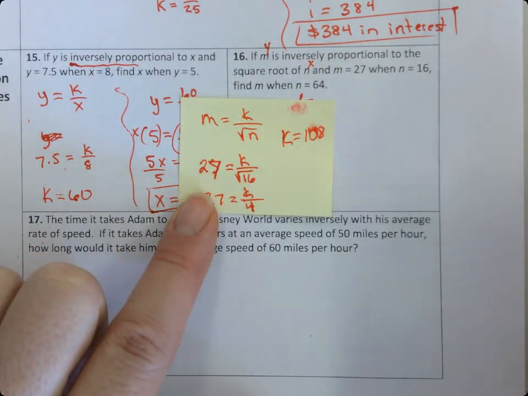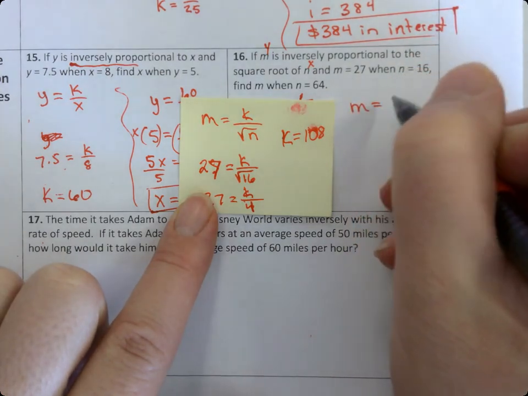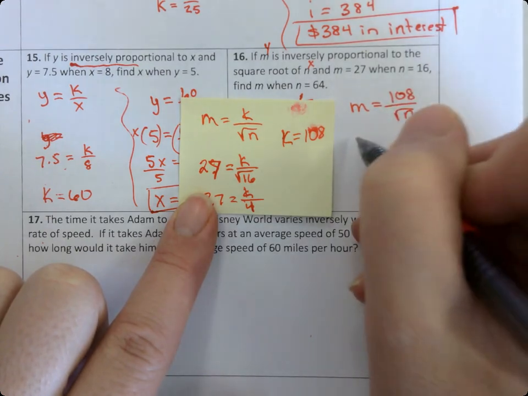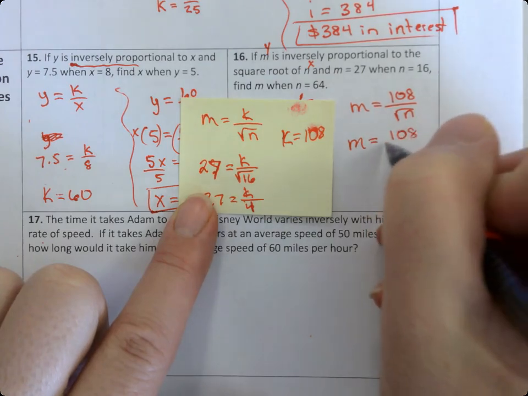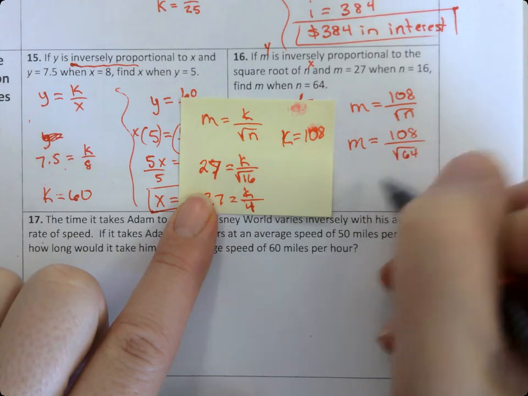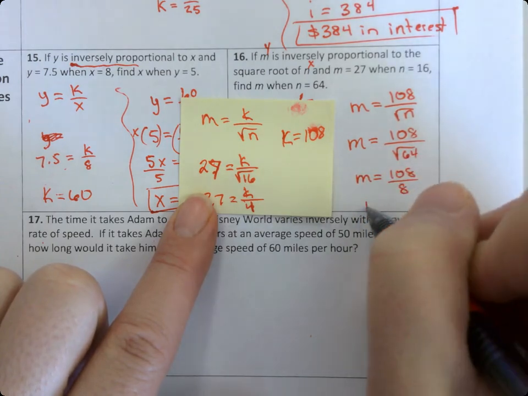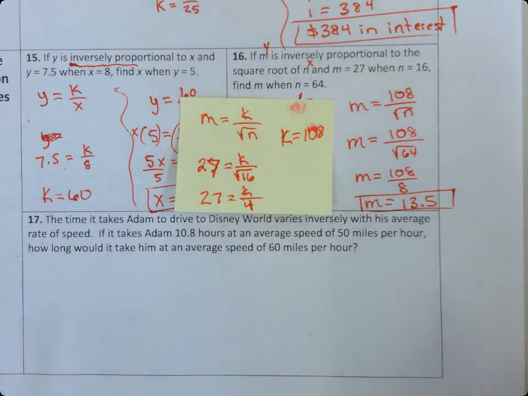Okay, well, now that I know k is 108, it is going to be m equals 108 divided by the square root of n. So it is going to be m equals 108 divided by the square root of 64. So 108 divided by 8, and what do we get? 13.5, or reduced fraction of what? 27 over 2.